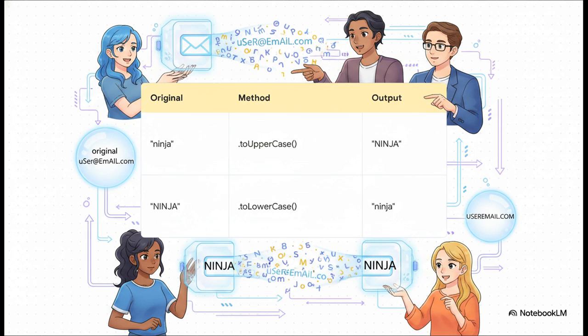You're not going to rewrite it manually. You use built-in methods like toUpperCase or toLowerCase. Passing the word ninja through toUpperCase returns NINJA in all caps. But listen up, because here is the senior dev secret you need to internalize. These methods are non-destructive. They do not magically change the original variable holding your data.